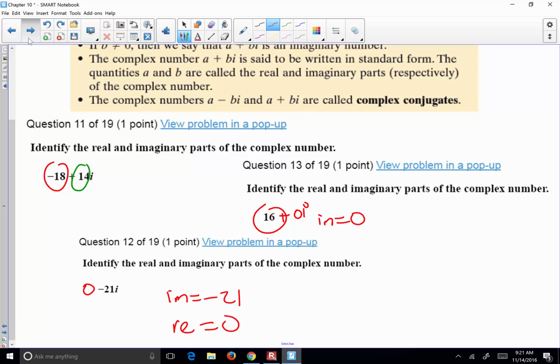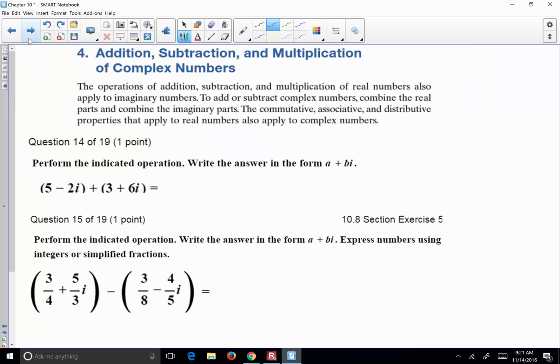Alright, so we caught up with the homework now. We are going to continue today with the 4 operations between complex numbers. What 4 operations are they? Addition, subtraction, multiplication, and division. Addition and subtraction are the easiest. Multiplication is a little bit harder. Division is the most challenging one.